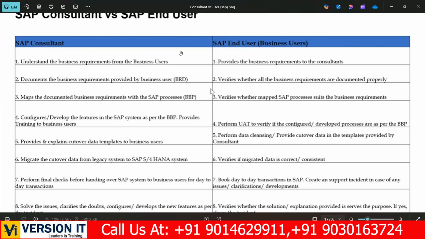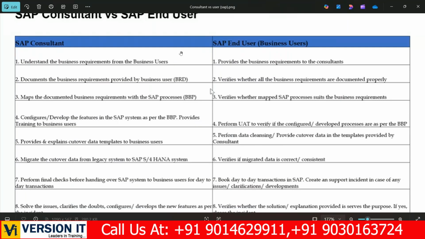Prepare business requirement document provided by business user. Example.